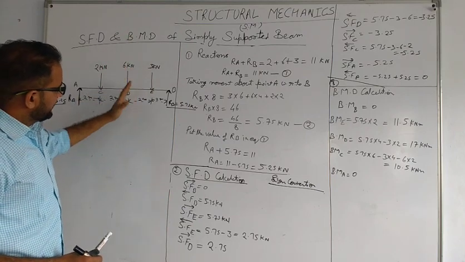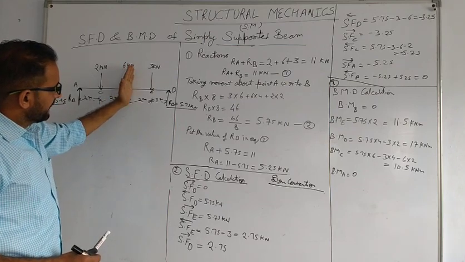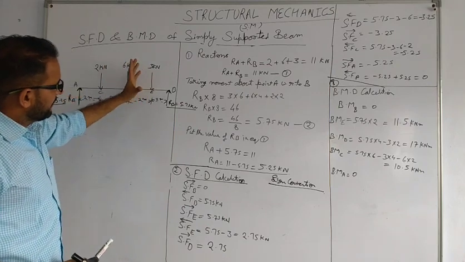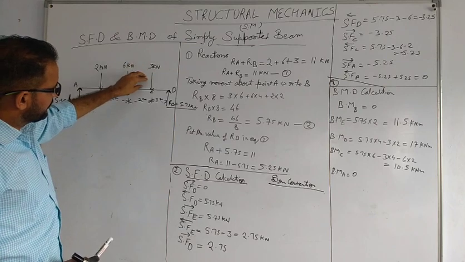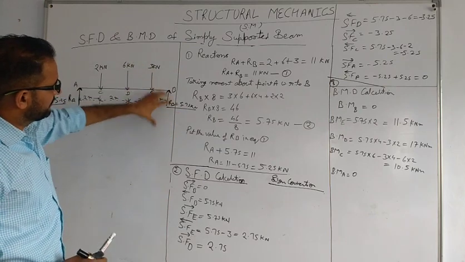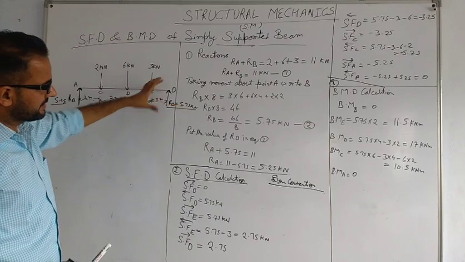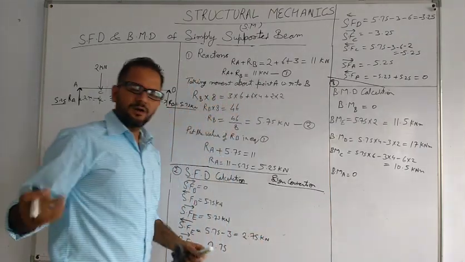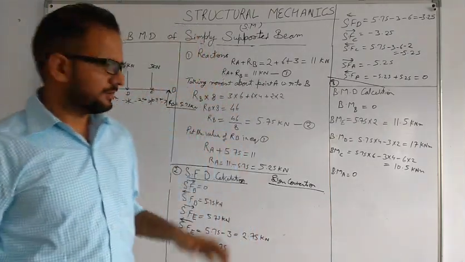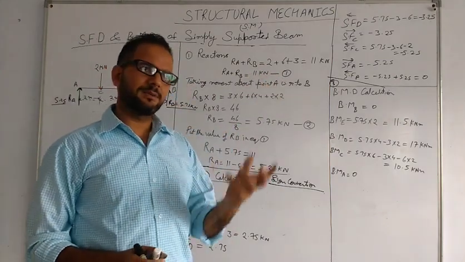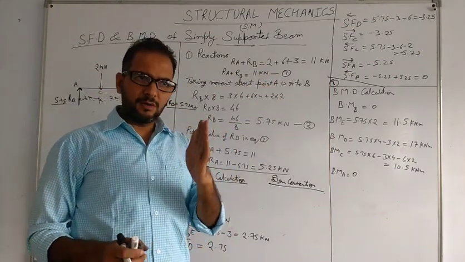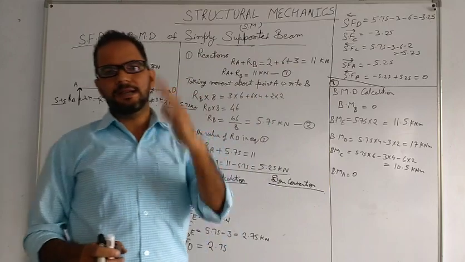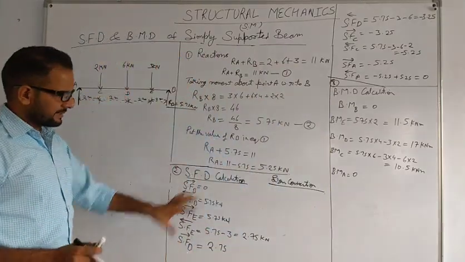So if we take a section at point D, we take the right side of the section, and the algebraic sum will be 3 kN and 5.75 kN, so the algebraic sum will be 2.75. This is the definition of shear force. Similarly, the definition of bending moment is the algebraic sum of all the moments acting on either side of the section, either right side or left side. Here we are doing the shear force diagram calculation.